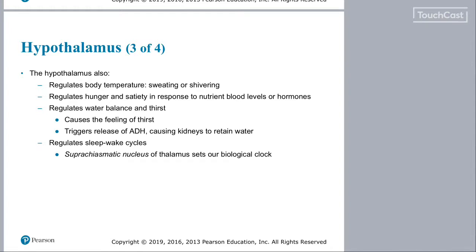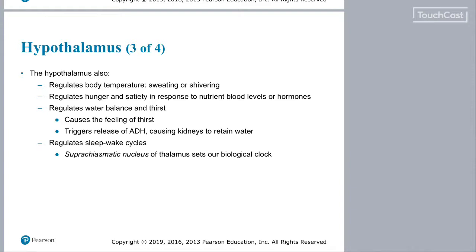So ADH is an antidiuretic hormone. So diuretics are things that make you go to the bathroom. So the release of an antidiuretic hormone is going to cause our kidneys to retain water, that we don't have enough of it in our bloodstream, so it's going to hang on to whatever we have left. The hypothalamus produces it. The pituitary gland is going to be what releases it.